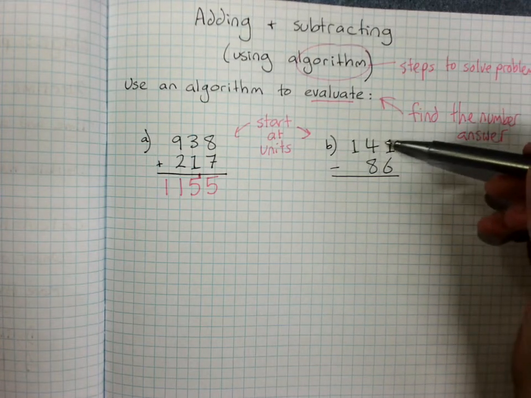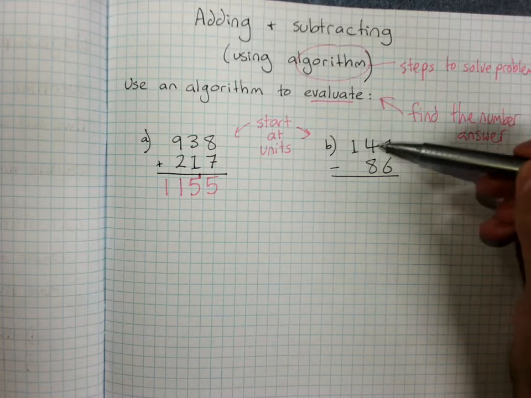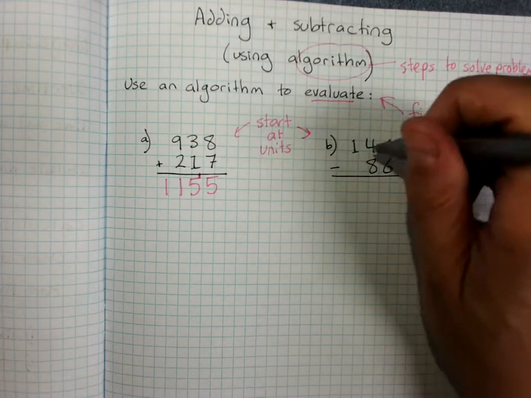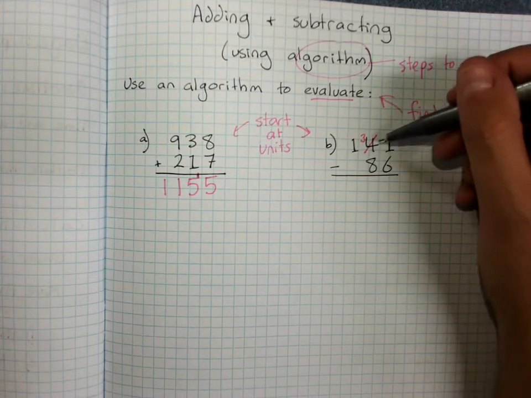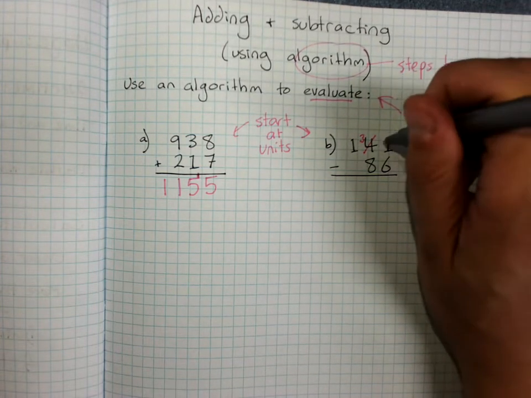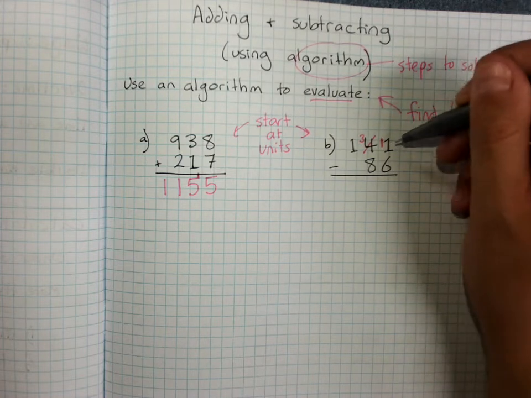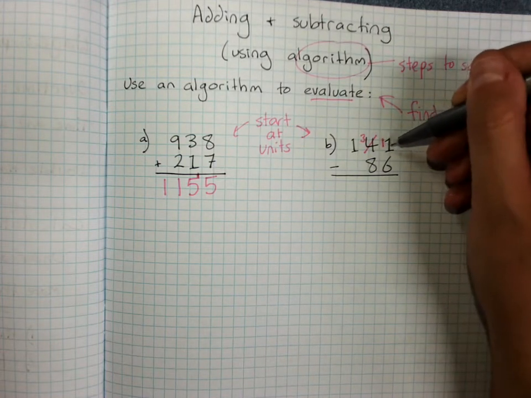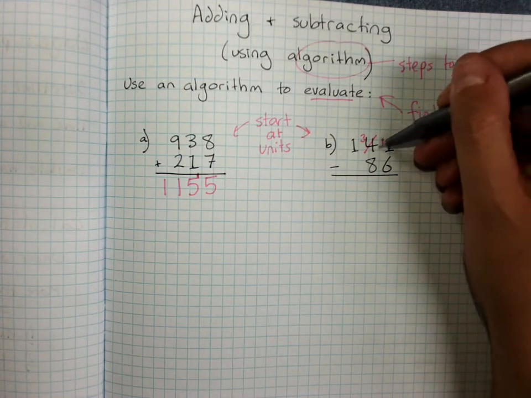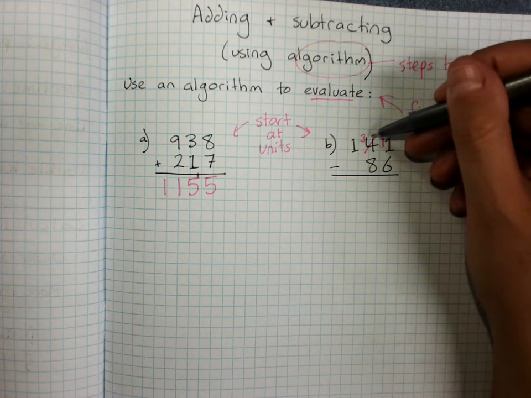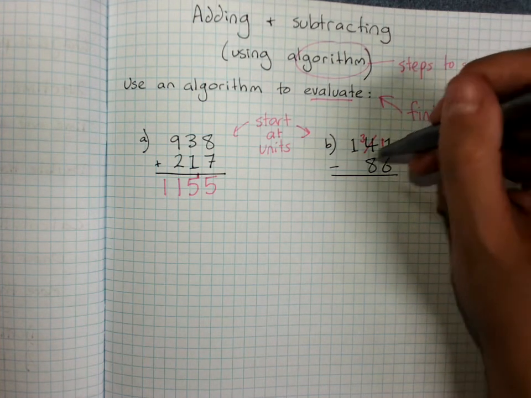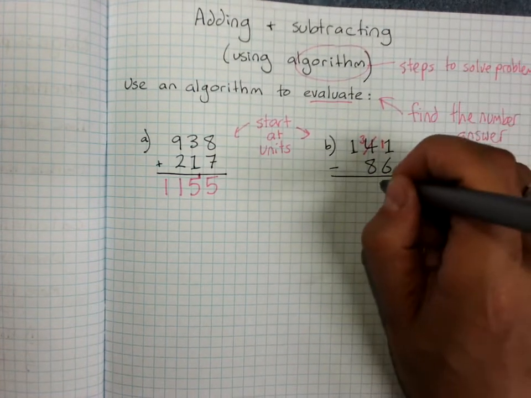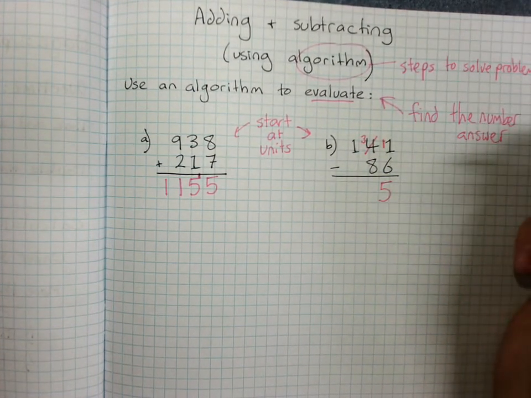Because remember, this is one lot of 1, and this is 4 lots of 10. So if I borrow one of these and leave only 3 left, then that's one lot of 10 that's going into here to make this 11. So I've got 11 units now, because I pinched 10 from there and I had 1. And 11 take away 6 is 5. I can do that.